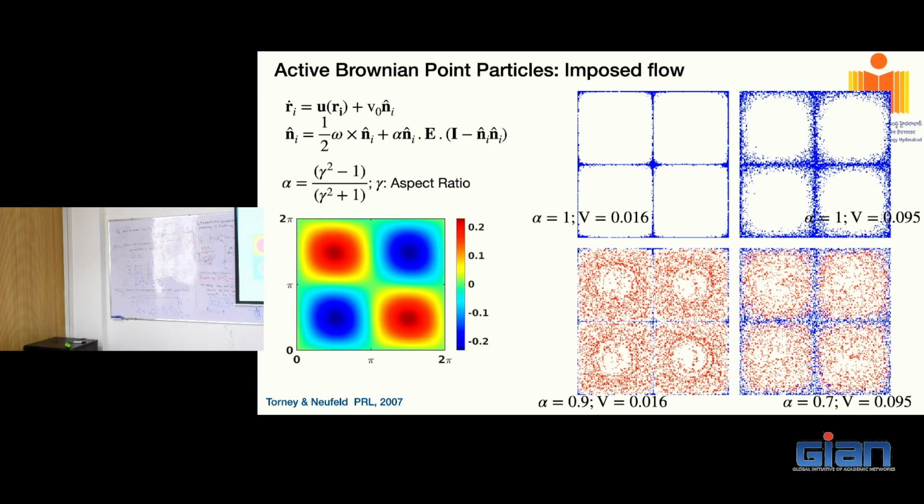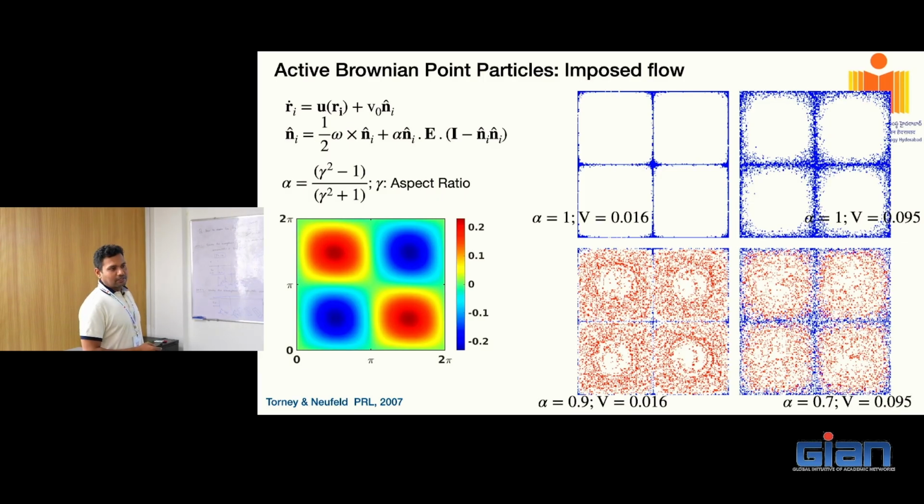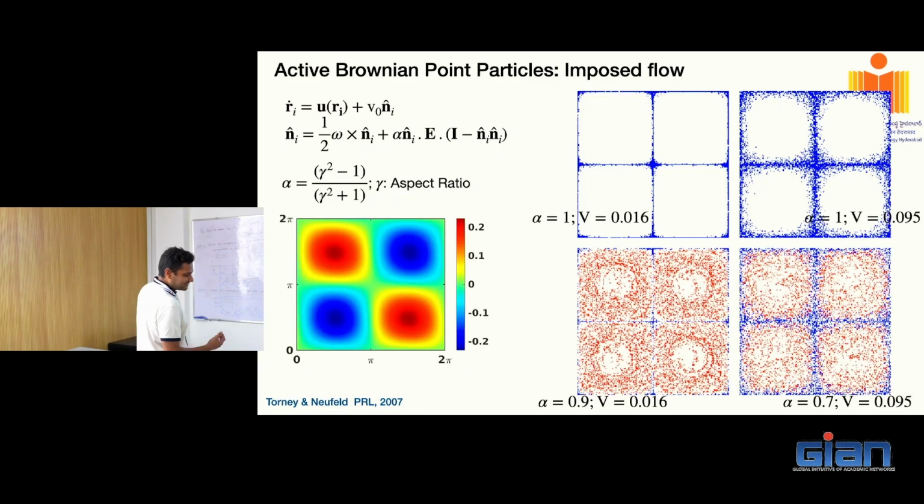How should I understand this aspect ratio and when they are point particles? So you're saying that if it is a point particle, what is the meaning of aspect ratio? In reality, there is nothing like a point particle. But we are always talking about a limiting case. Okay.